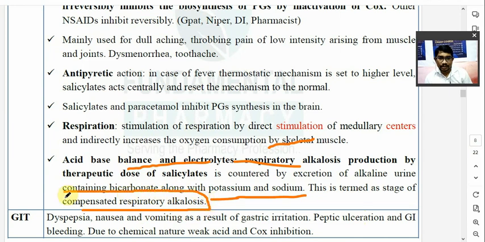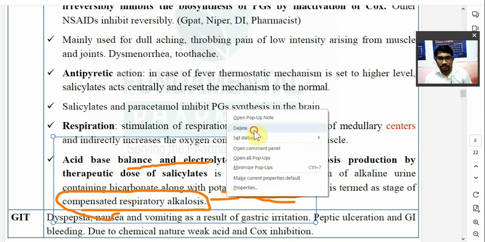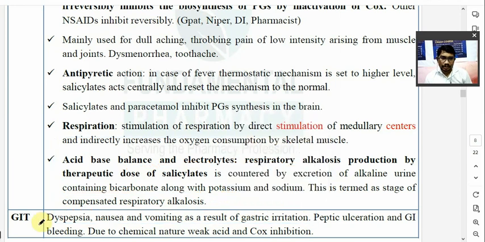Respiratory alkalosis के लिए compensate करने के लिए ये क्या कर रहा है? Bicarbonate remove कर रहा है. उसके साथ में सोडियम जा रहा है, पोटेशियम जा रहा है. And it also produces the metabolic acidosis. Important है ये, कभी कभी क्वेश्चन में आपको घूम करके आएगा.